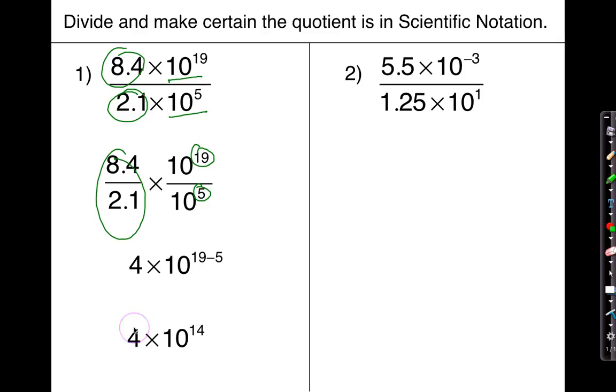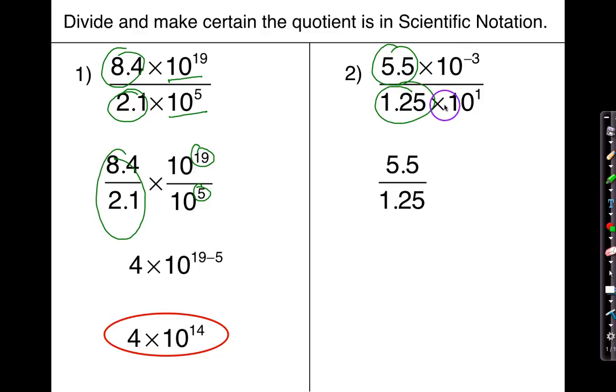4 falls within the correct range of 1 through 10, so I'm going to go ahead and say that this is our final answer. So hopefully you got that one right. Now let's take a look at number 2. Same idea. We're going to collect the coefficients first, and then we're going to multiply it by the collection of the base 10s with the exponents.